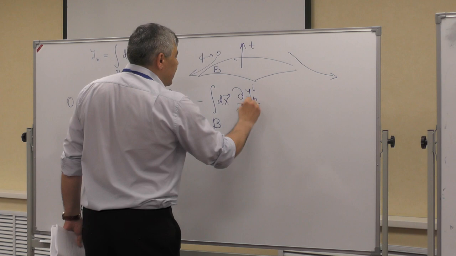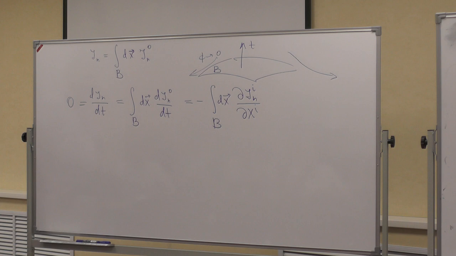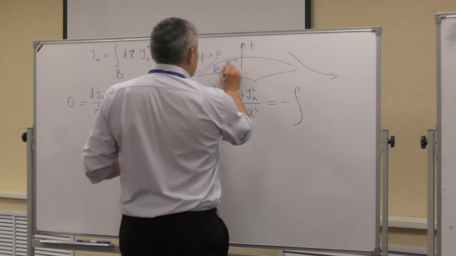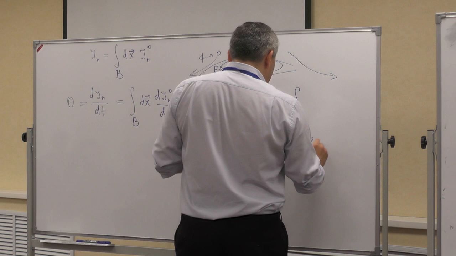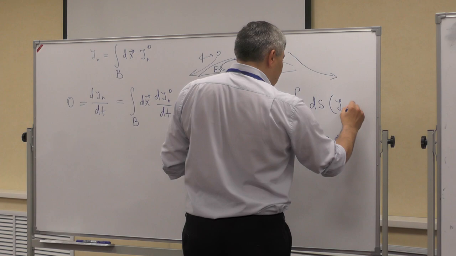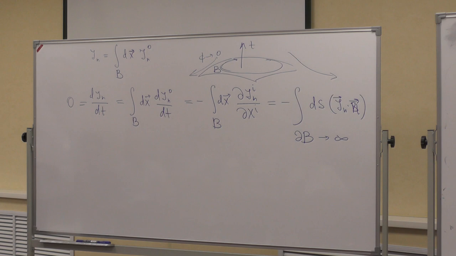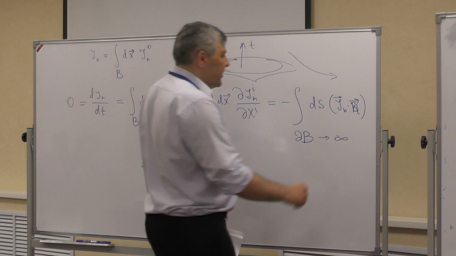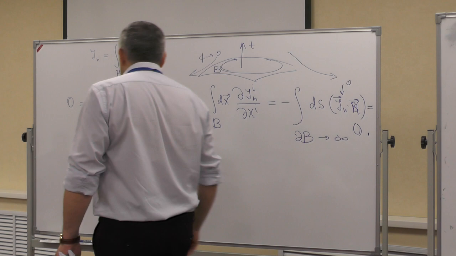So you get an integral of the total derivative, and if fields all vanish at infinity, well, you get, first of all, an integral over the boundary of this hypersurface B, which actually tends to infinity. By the Gauss-Ostrogradsky theorem, this is a flux through the boundary of B at infinity, and if fields vanish at infinity, then this integral vanishes. And this shows that you indeed find the corresponding conservation law.